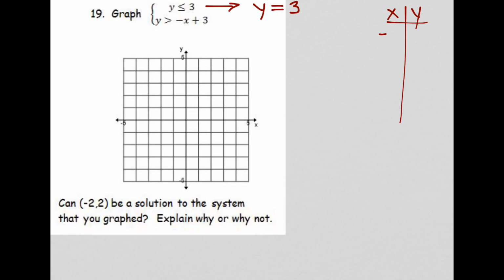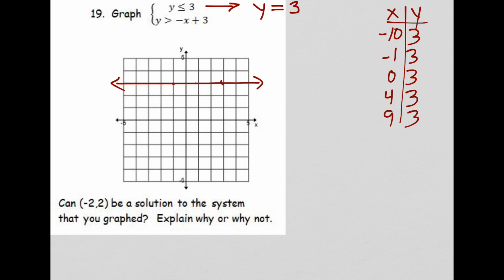X could be -10 or -1 or 0 or 4 or 9. Well, what is y going to be? Y is always 3. All the y's are 3. So if I were going to plot that, all the y's are 3. It's a horizontal line where all the y's are 3. You know, I could have highlighted a couple of those points on here, but it's a horizontal line.